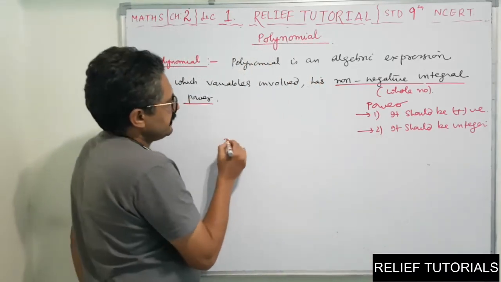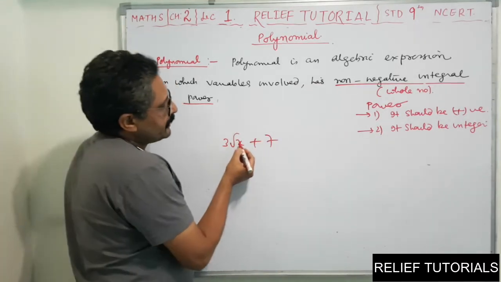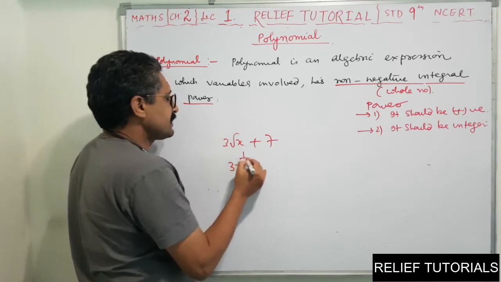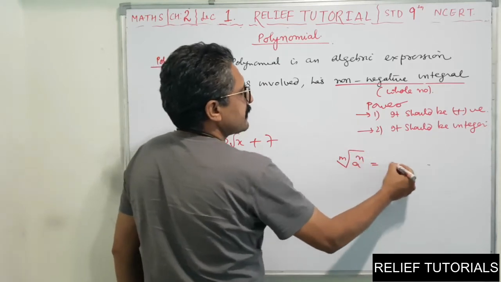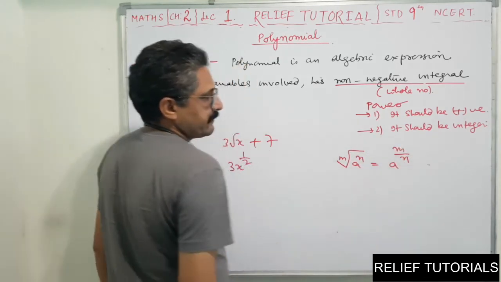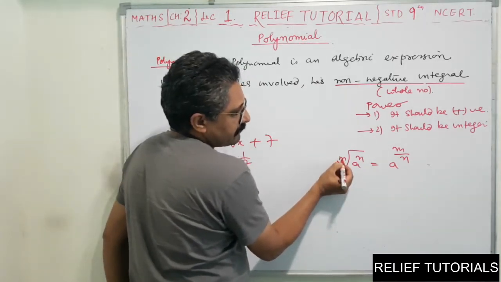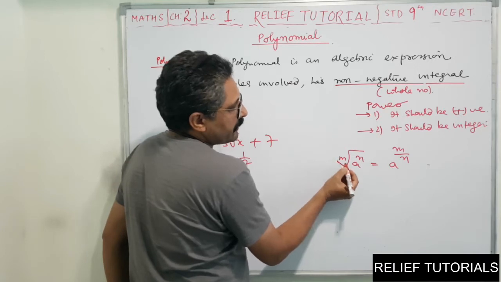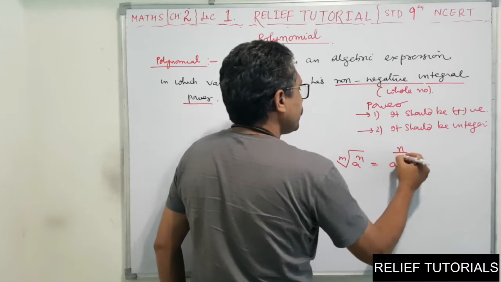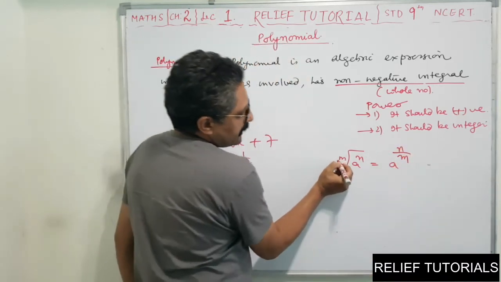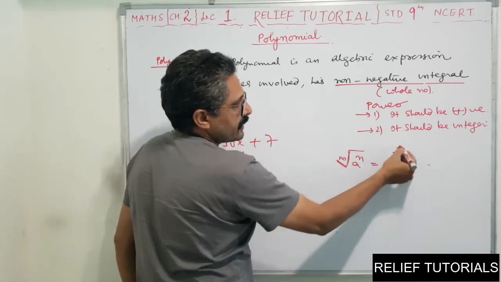Okay, now if I say here, 3 root x plus 7. What do you mean by root x? Root x means we can write this as 3x raised to half. We have one formula, if you know: the nth root of a raised to m is a raised to m upon n. Whatever is the root index will be in the denominator.